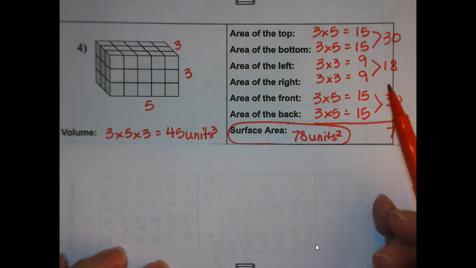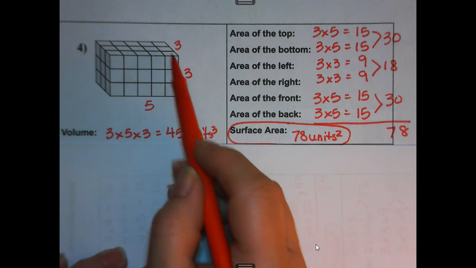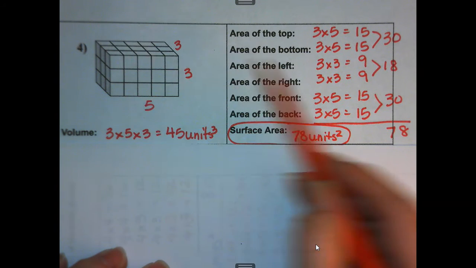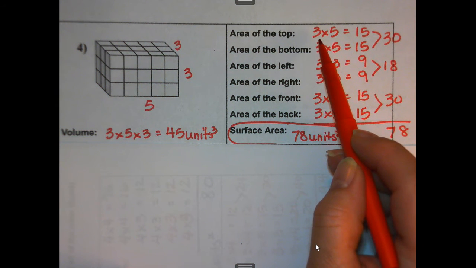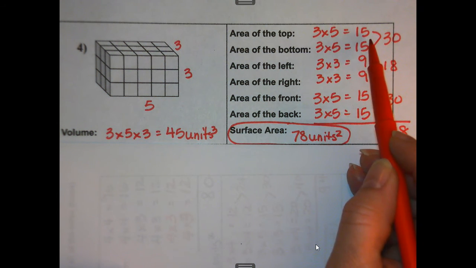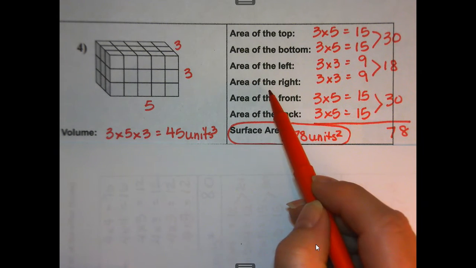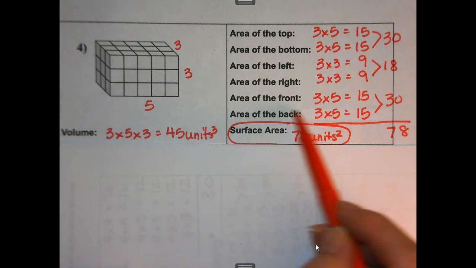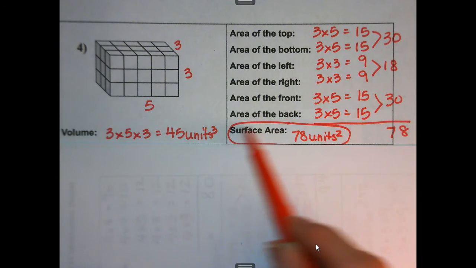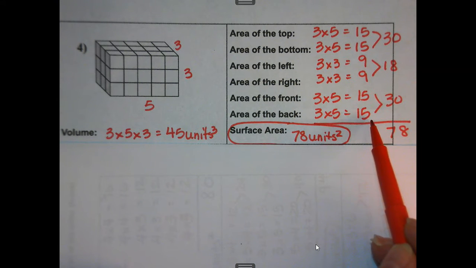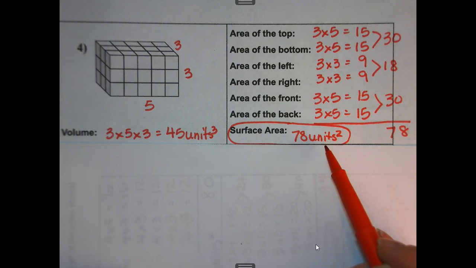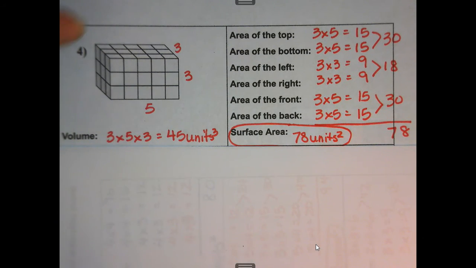To find the area of the top, I again take a look over here carefully and I find that the measurements I need are 3 times 5. I get 15. Find the area of the bottom, area of the left, the right, the front, and the back. Add all of those up and I have the surface area of 78 units squared.